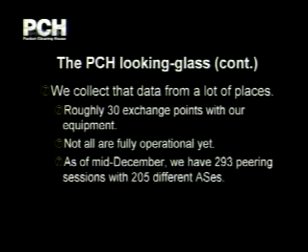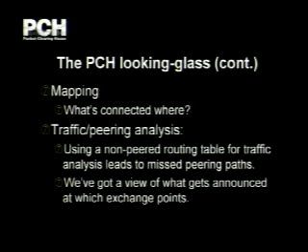So we've got our looking glasses in roughly 30 exchange points right now, although not all of them are fully turned up, and we've got about 300 peering sessions with 200 different ASs, so it's a fair amount of data, but we're still working on increasing that. And what we're trying to use this for are both network mapping, trying to figure out what networks are connected where and what networks are in what parts of the world, and also for doing some traffic and peering analysis.